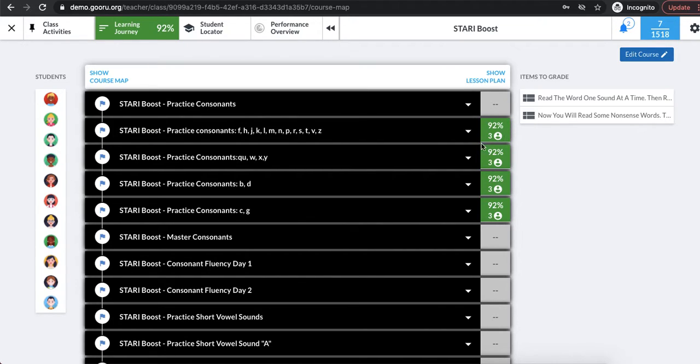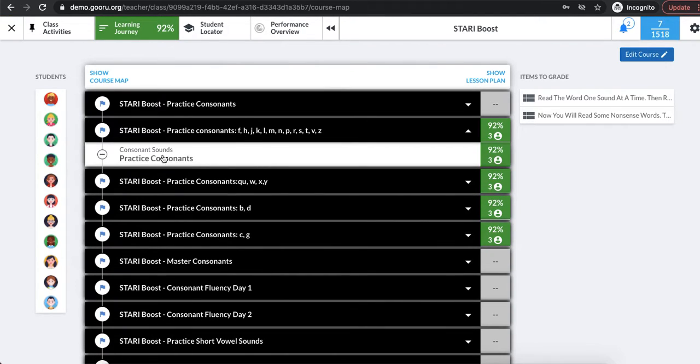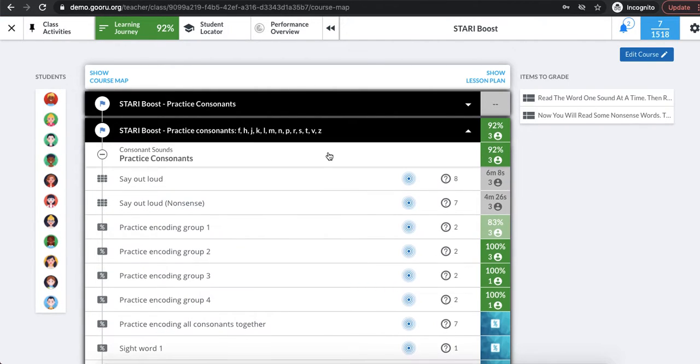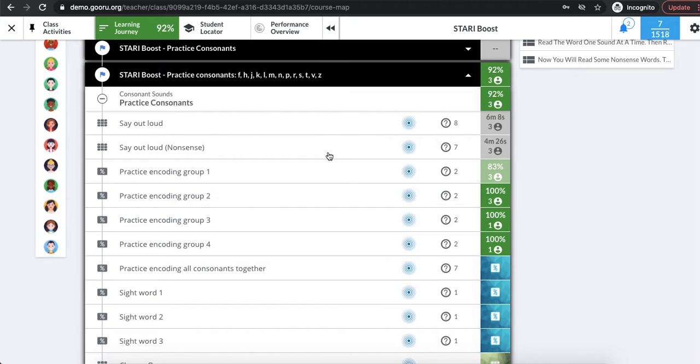So from the side here, I can see on the practice consonants unit, on average, my students scored 92%, and 3 students have completed some of those assignments. You can click into any of these units to see the lessons that comprise them. So in this unit, there's 1 lesson. And I can click on the lesson to see various activities included in it.